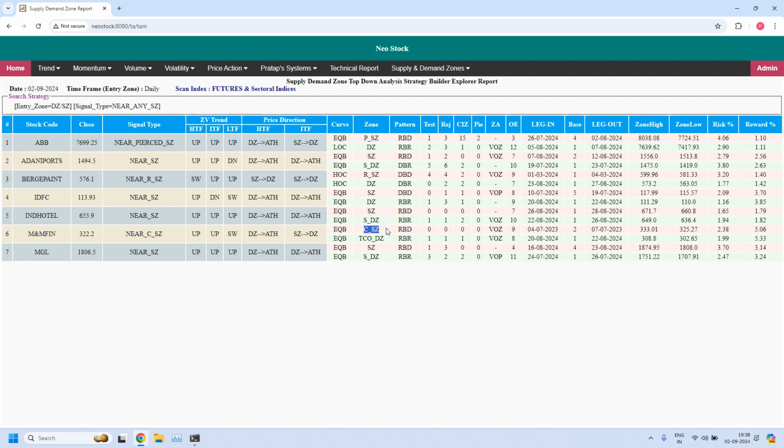You have one more zone, M&M Finance. This is also a daily high liquidity supply zone, a fresh zone. You need to look for a fresh fine-tuned 5-minute zone. Otherwise, there are higher chances the zone will be violated. So we have identified 2 high liquidity daily supply zones from this list.